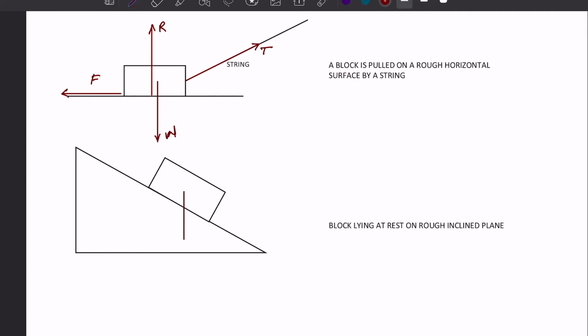Similarly, I have this block lying at rest on a rough inclined surface, so the weight must act vertically downwards. The reaction must act perpendicularly outwards from the surface at an angle of 90 degrees. The frictional force must act parallel to the surface, and since the weight would try and pull it down, the frictional force must act up the plane.